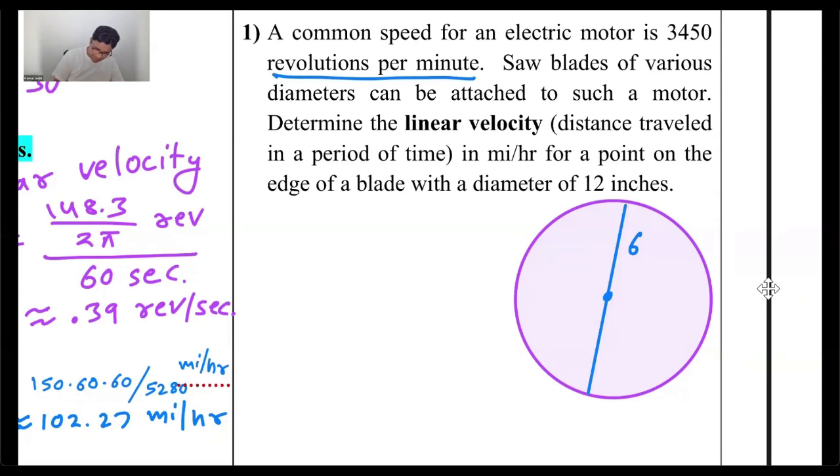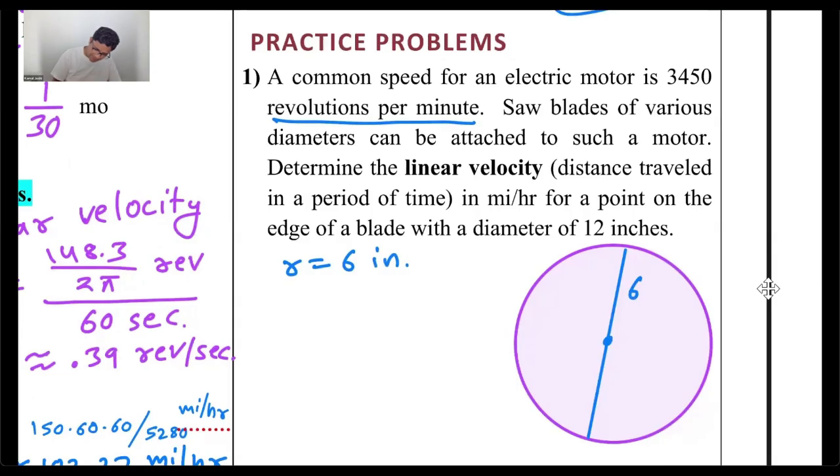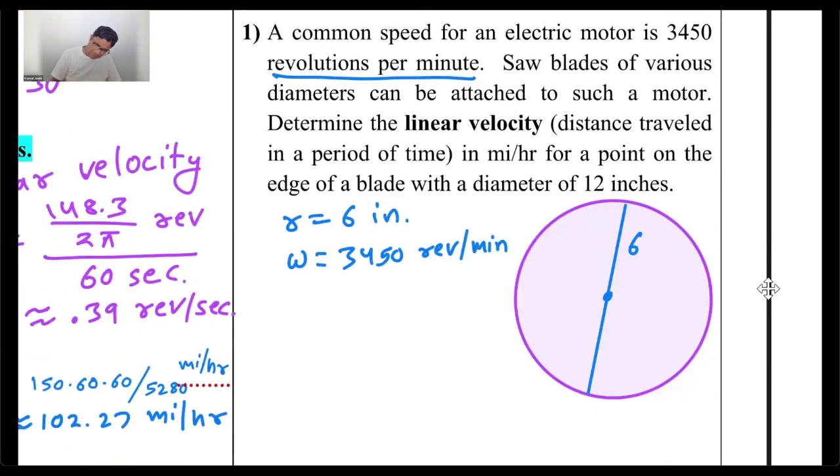So basically R is 6 inches, and omega, the angular velocity, is 3450 revolutions per minute. And what you need to find? Find the speed in miles per hour. There are a lot of unit conversions going to be done here. You need to find the linear velocity, but in miles per hour.